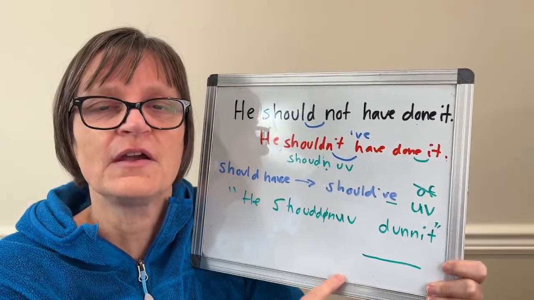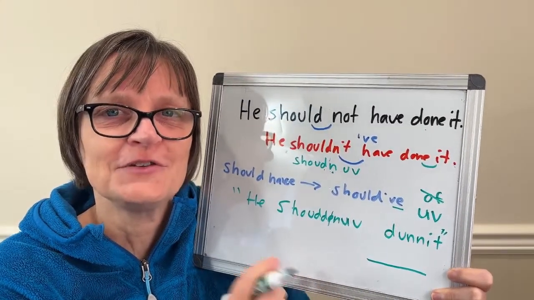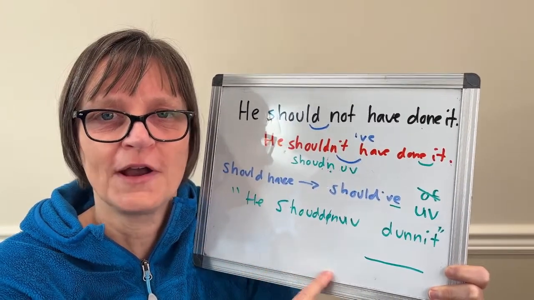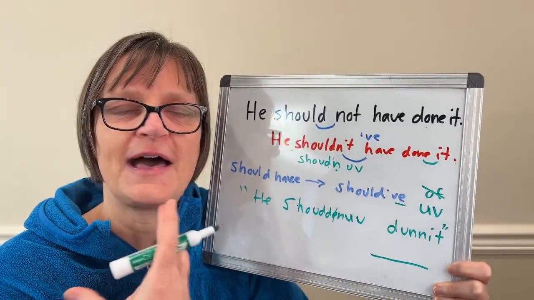He shouldn't have gone there. He shouldn't have said that. You shouldn't have done it. You can use my videos for fluent speech practice, where I go through some of these contractions and give you some examples. You can also add in your own words.